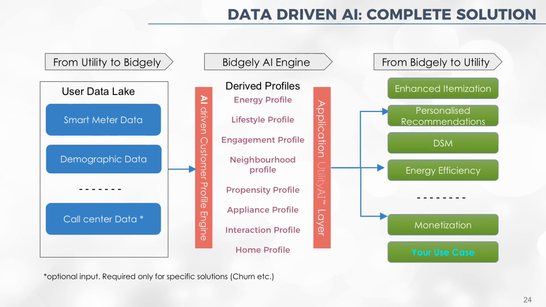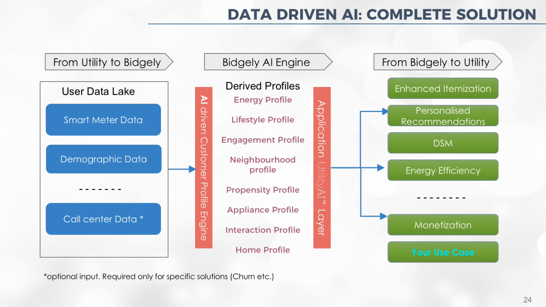So from utility to Bidgely, we have a user data lake, which consists of smart meter data, demographic data, call center data if you want to work on churn reduction, or interaction data and all those data. It goes to our profile building engine, which I just showed you with 4 examples. It creates a lot of different profiles for a user: energy profile, lifestyle profile, engagement profile, propensity profile, appliance profile. Once you have all this information, you can again feed it to our next AI layer, which is the application utility AI layer. And then you get to do all your use cases.